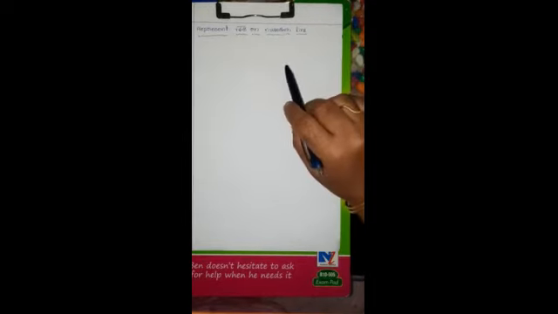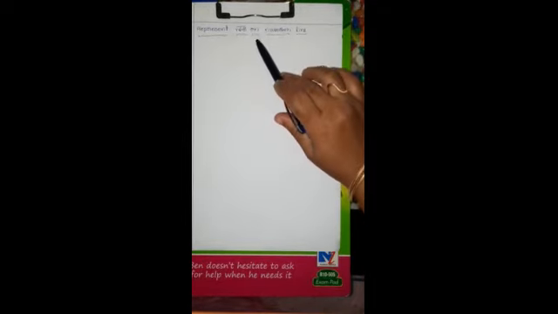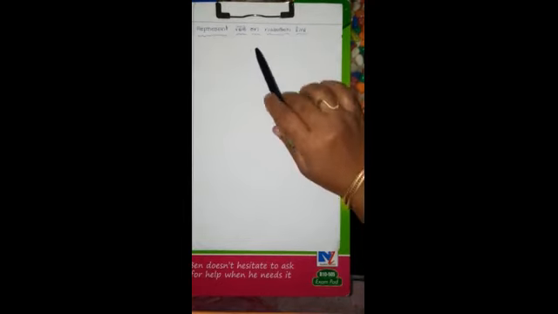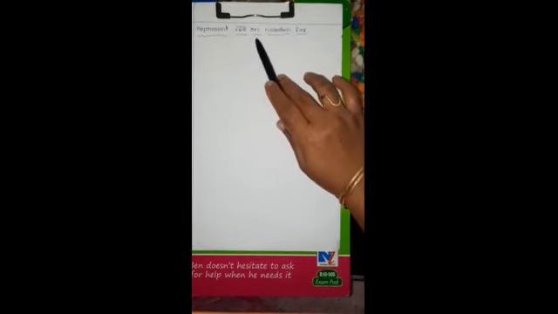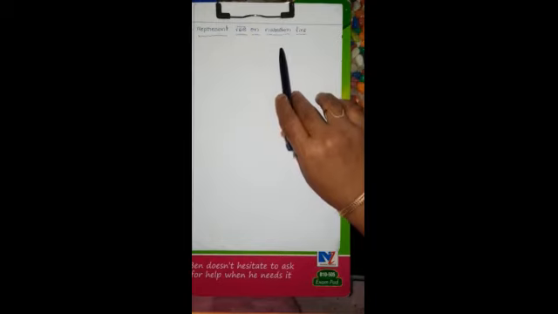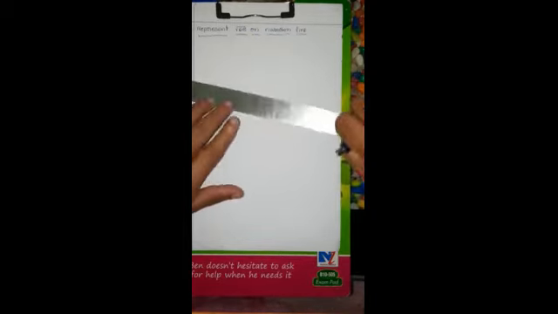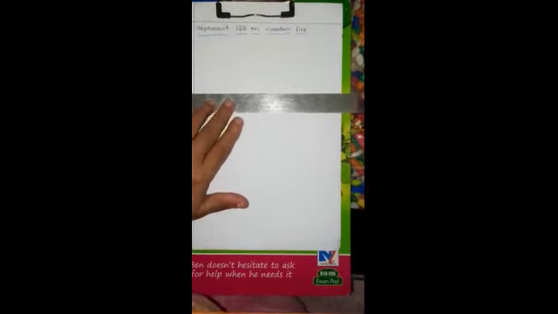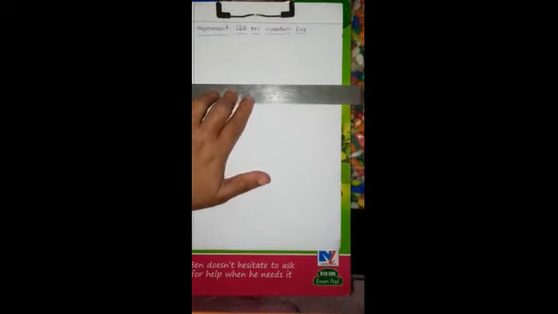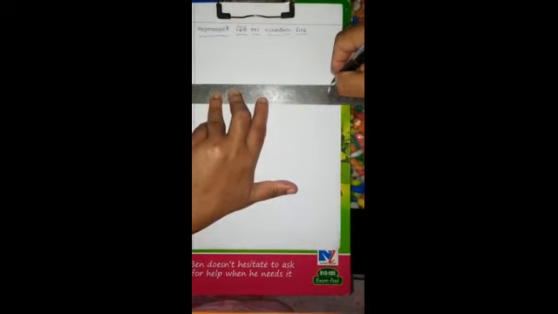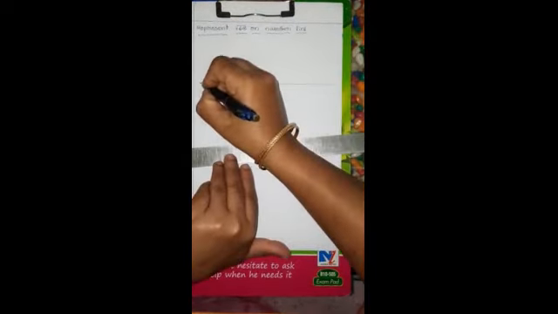Now let us see how to represent an irrational number such as square root of a decimal number on number line. Take down one example. Represent square root of 6.8 on number line. First, we have to take one number line using your scale and pencil. This is a number line.